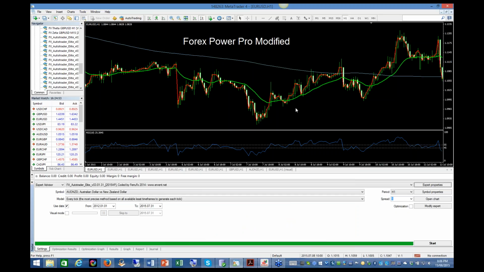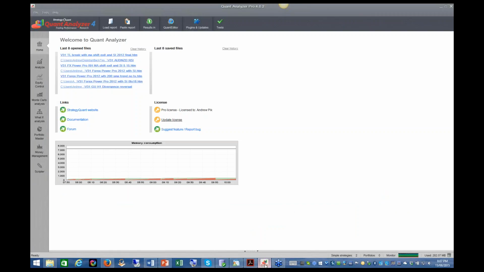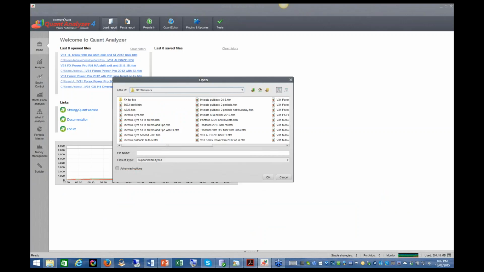Now, rather than showing you the backtesting, I've already done some of those tests. Let me see if I can find the one. Let me load the reports. I should say that I'm now on Strategy Quant Analyzer version 4, which is not a product I'm associated with, but I've bought this particular product, and it allows us to analyze any of our backtest reports. Perhaps I should go back one step.